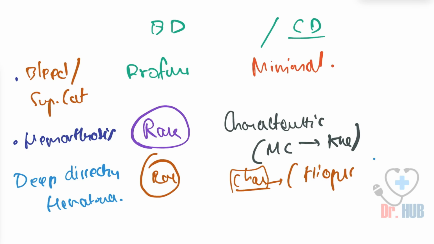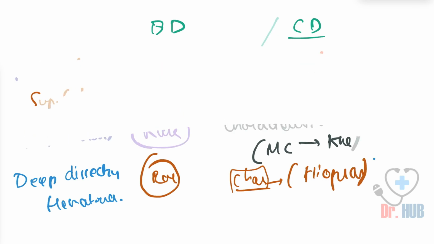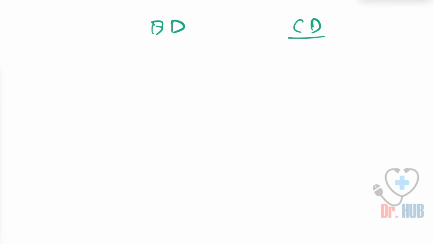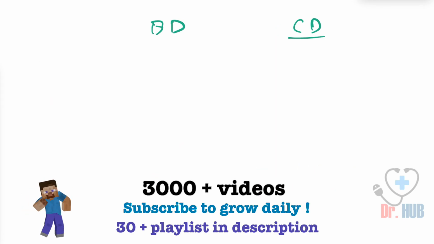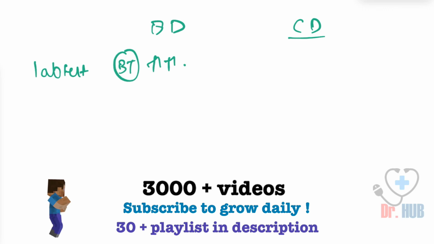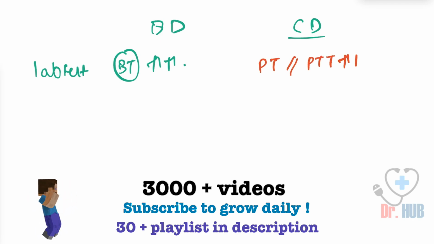Next we move on to the lab tests. What happens in the lab tests? In bleeding disorders, the BT, the bleeding time, is prolonged. Whereas in coagulation disorders, the PT or the PTT is prolonged.